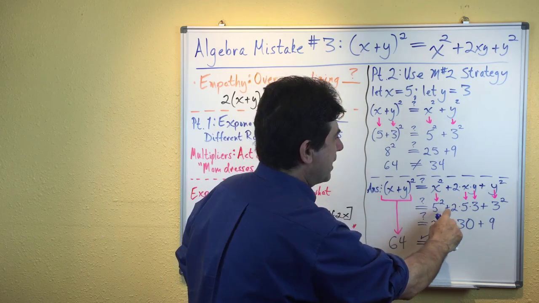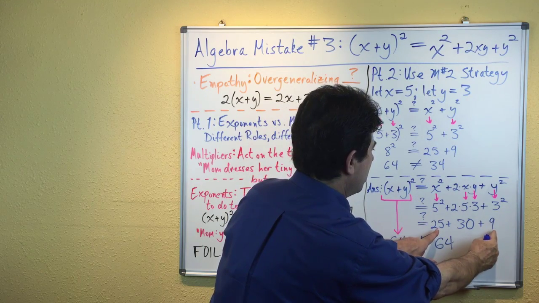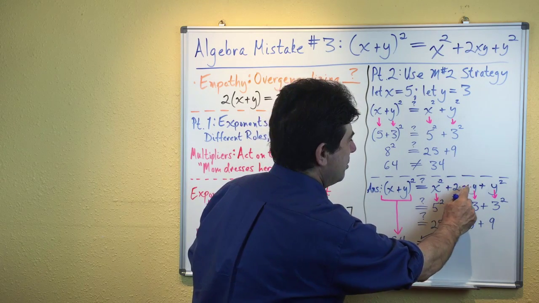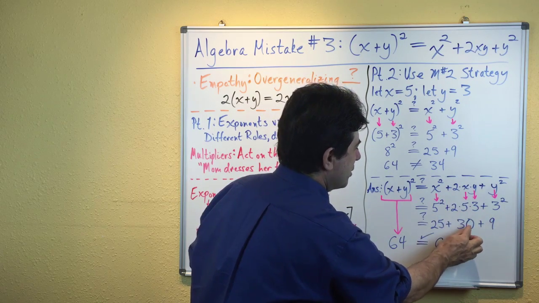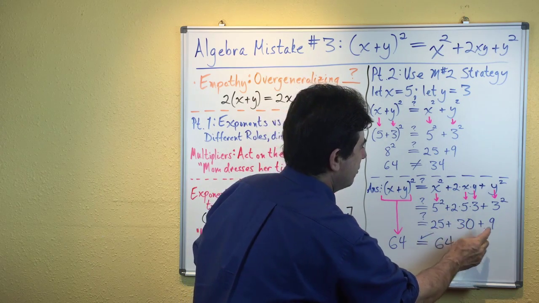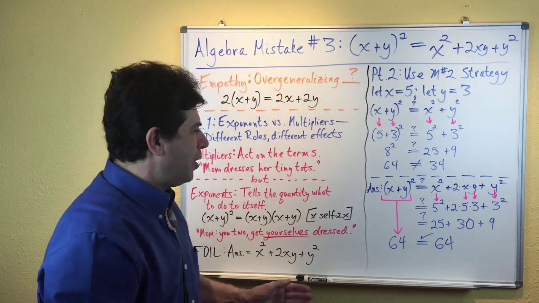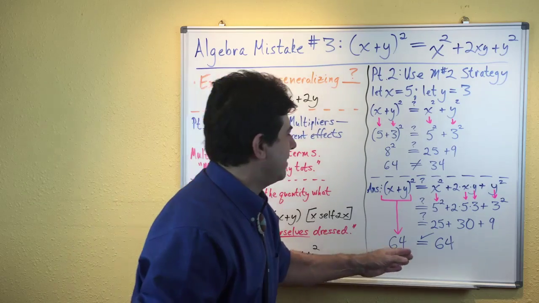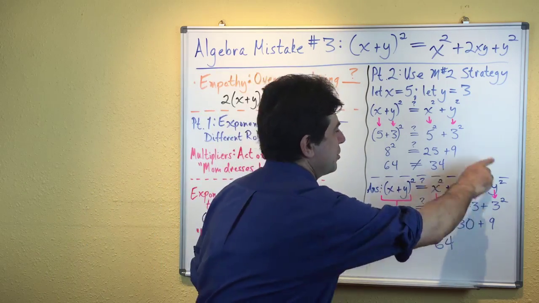Plugging in 5 for x and 3 for y, we still have the 5 squared and the 3 squared, giving us the 25 and the 9, but now the middle term, the 2xy, becomes 2 times 5 times 3, that's 10 times 3, which is 30. So we get 25 plus 30 plus 9, which is 64. 64 equals 64, and voila, we see that, in fact, x plus y squared did equal x squared plus 2xy plus y squared.